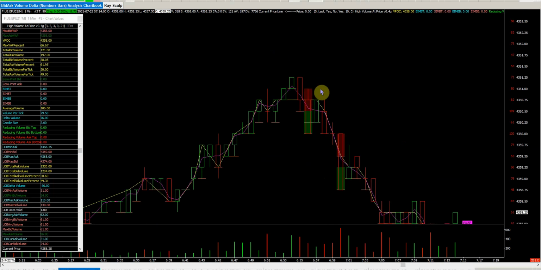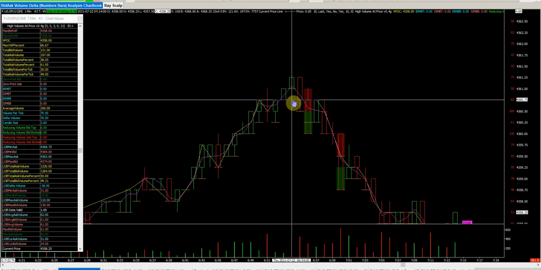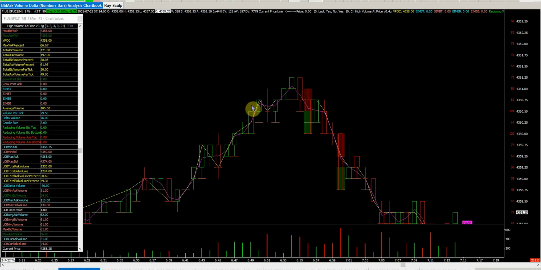There is a reducing volume right there. There's a good place to reverse your trade. There's your VPOC right there at 43.50.75. What happened? Market comes back up, tries to push two ticks up there, came right back down. They were fighting it out right there.